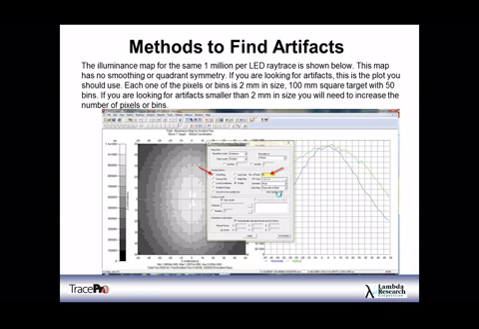Each one of the pixels or bins is 2 millimeters in size. How do I know that? This is a 100 millimeter square target with 50 bins. Divide one by the other. That gives you a 2 millimeter bin size.